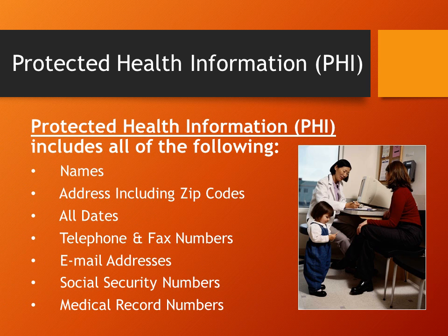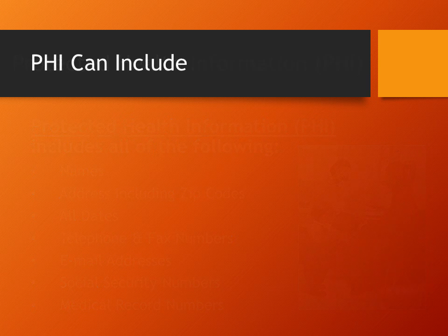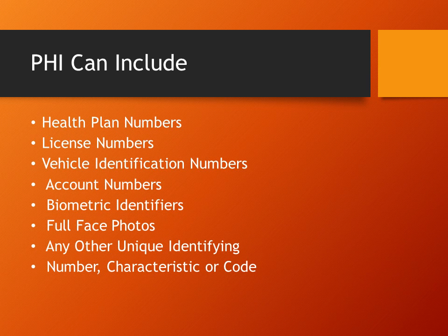Protected health information can include names, addresses including zip codes, all the dates that they were seen, telephone and fax numbers, email addresses, social security numbers, and medical record numbers. PHI can also include health plan numbers, license numbers, vehicle identification numbers, account numbers, biometric identifiers, full face photos, and any other unique identifying number, characteristic, or code.